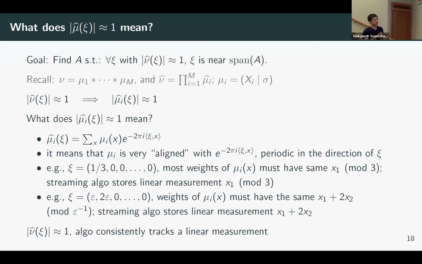And then because we have these independent copies, the final Fourier coefficient being large means that every factor is large. So this means that the algorithm is actually consistently tracking the same linear measurement.